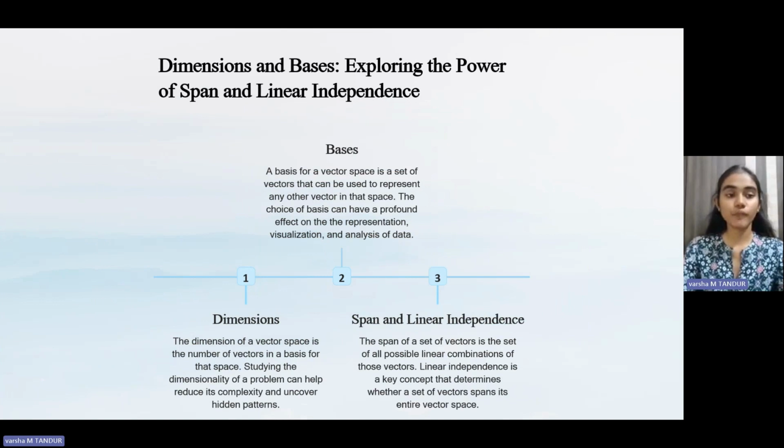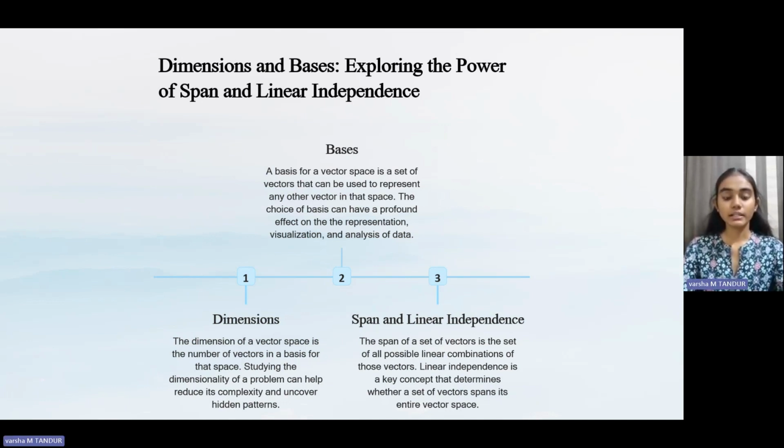Now we will look into the factors of vector space, which are the basis, dimensions, and the linear independence. Basis for a vector space is a set of vectors that can be used to represent any other vector in that space. The choice of basis can have a profound effect on the representation, visualization, and analysis of data.